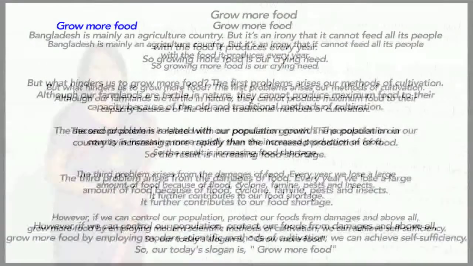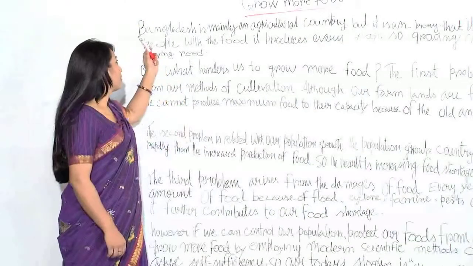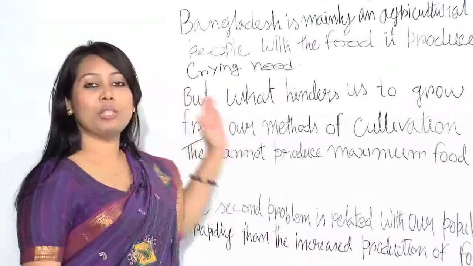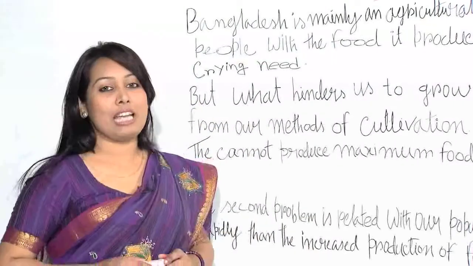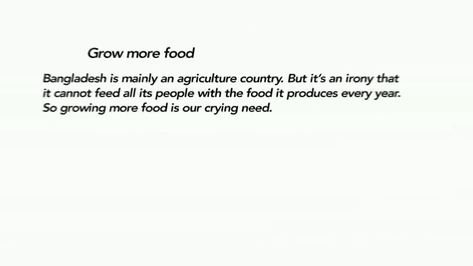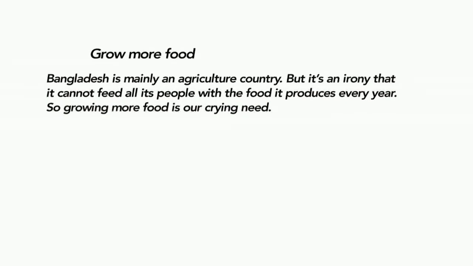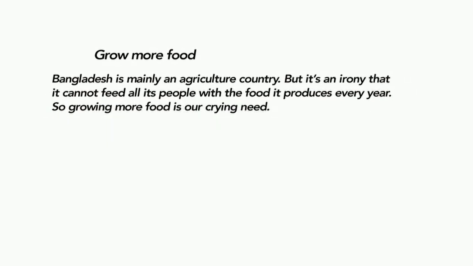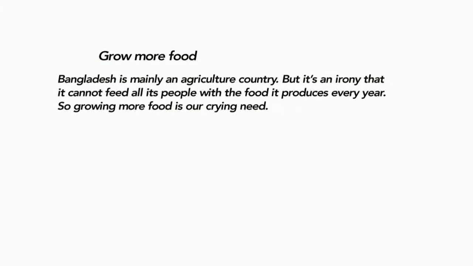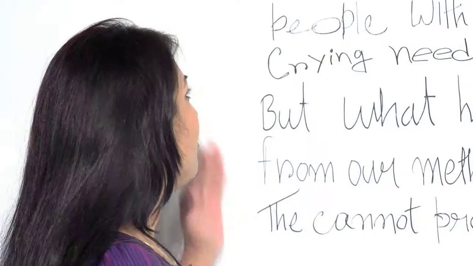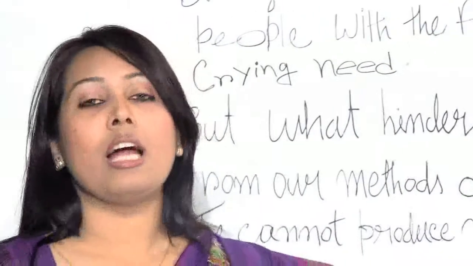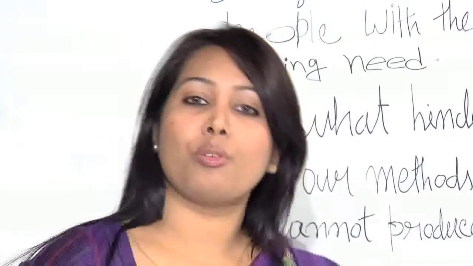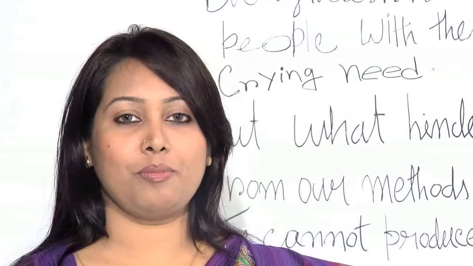Have a look on the first paragraph. It is not dealing with any problem, rather it is telling us about the title of the essay. Bangladesh is mainly an agricultural country, but it is an irony that it cannot feed all its people with the food it produces every year. So, growing more food is our crying need. It is not dealing with any problem, rather it is giving an idea about the theme of the essay, and also it will tell us about the title of the essay.